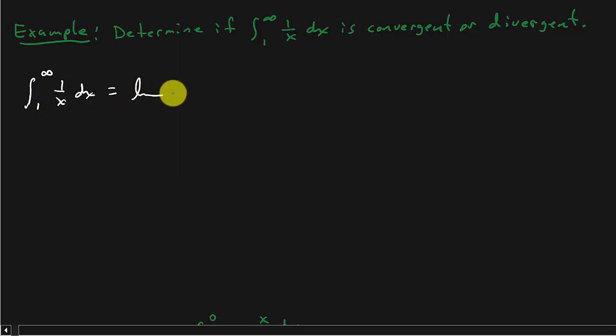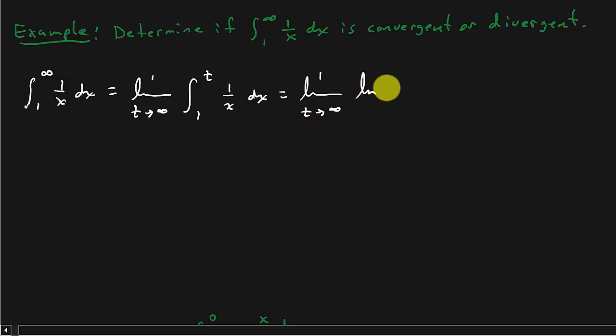So this is going to be the limit as t goes to infinity of the integral from 1 to t. Now, you see the infinity here? We're replacing that with t because t goes to infinity. So that's the integral of 1 over x dx, which is equal to the limit as t goes to infinity of natural log absolute value of x from 1 to t.